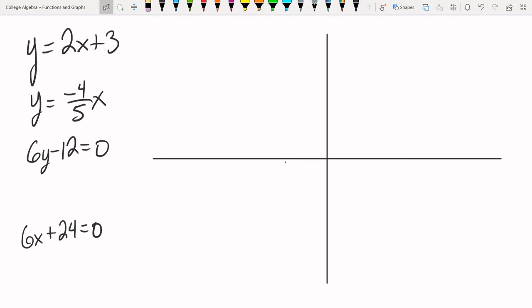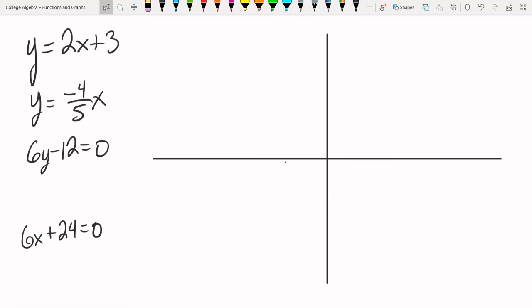All right, let's graph some of these linear equations. The way we always do this is we get the formula into the slope-intercept form. The slope-intercept form, y equals mx plus b, is the easiest way to graph linear functions. You can do it a lot of different ways, but that's going to be by far the easiest way.